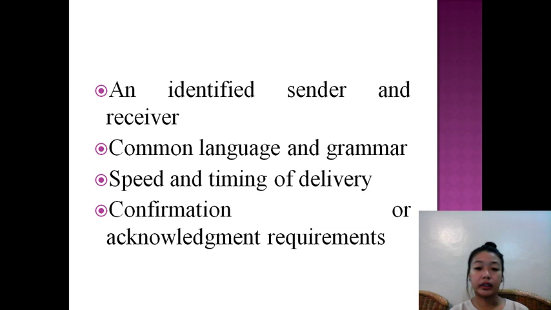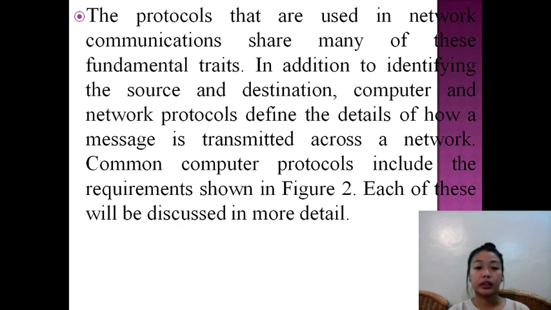First, an identified sender and receiver, then the common language and grammar, speed and timing of delivery, and confirmation or acknowledgement requirements. The protocols that are used in network communications share many of these fundamental traits. In addition to identifying the source and destination, computer and network protocols define the details of how a message is transmitted across a network. Common computer protocols include requirements, and each of these will be discussed in more detail.